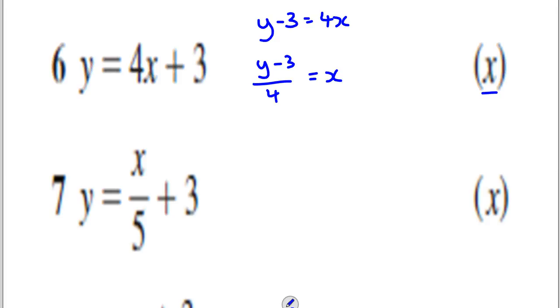Again, you can write x equals y minus 3 over 4. You could also write y over 4 minus 3/4 equals x, because you can break up the numerator. So all of those answers are correct.